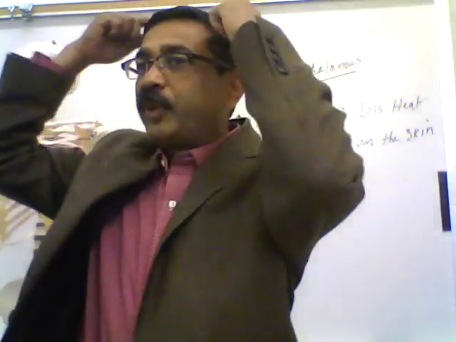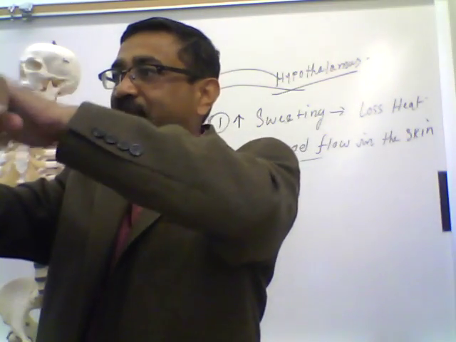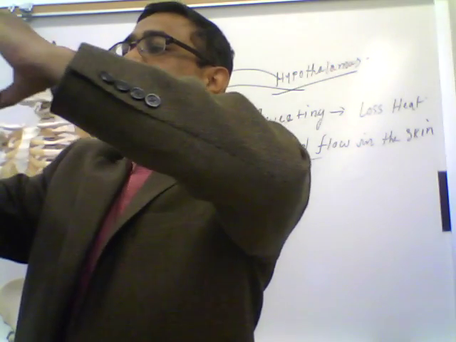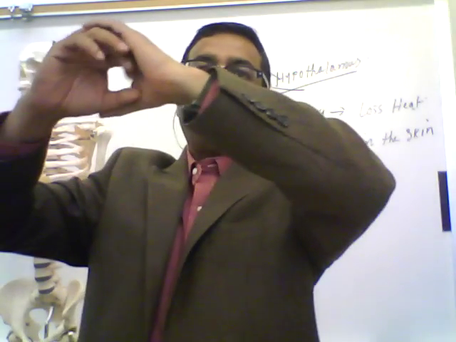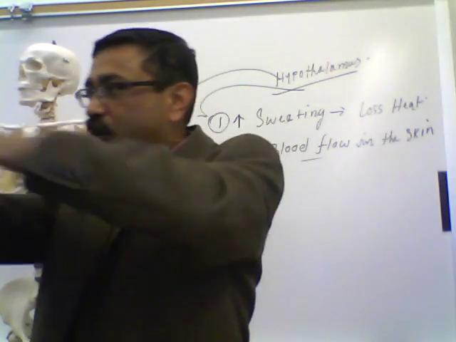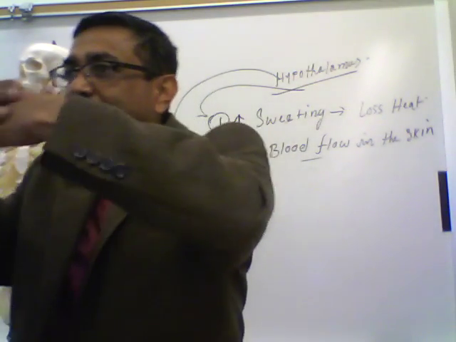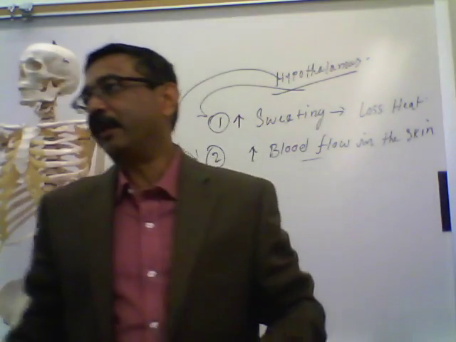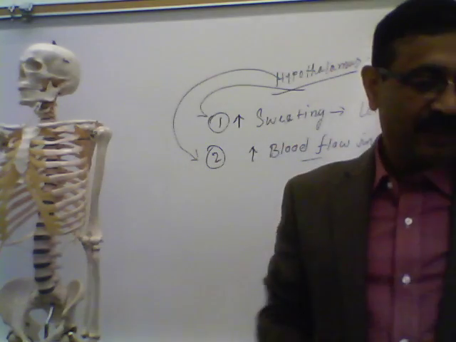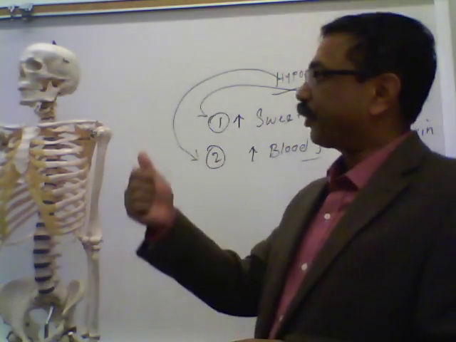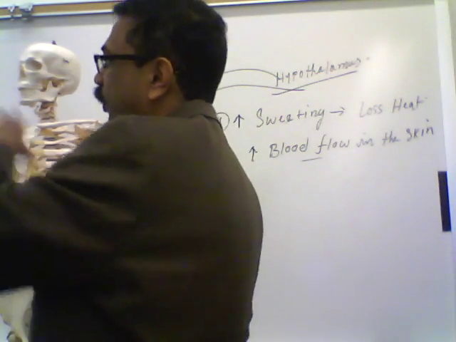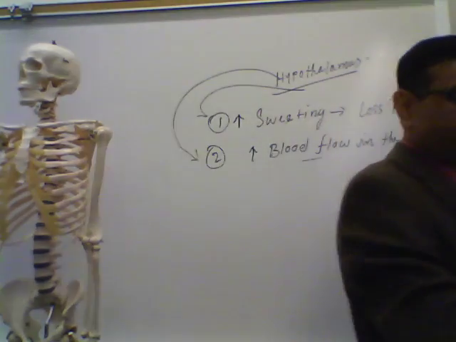Number two, the hypothalamus sends a signal to the blood vessels of the skin and does vasodilatation. It dilates the blood vessels of your skin. So what happens? More blood flows in the skin, makes sense? And heat gets out from the blood easily. So those are the two ways your body temperature is regulated by the integumentary system and how the hypothalamus works.